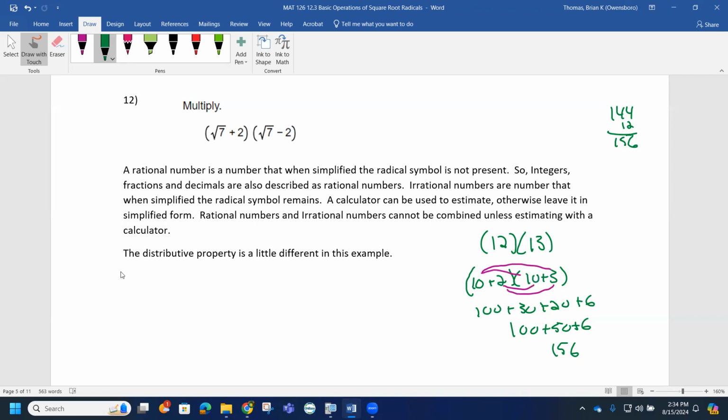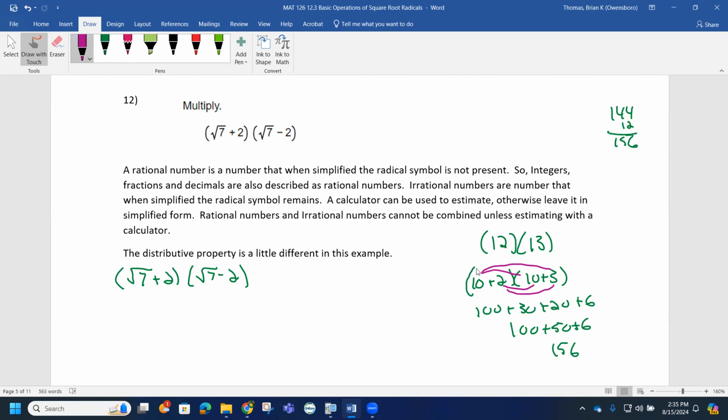So if we look at our example up here, the square root of 7 plus 2 times the square root of 7 minus 2. Notice that the square root of 7 is irrational and the 2 is rational. They cannot be combined together. The square root of 7 minus 2 cannot be combined together. So what we're stuck with is a binomial times a binomial. What we can do, though, is use the distributive property to do this problem.